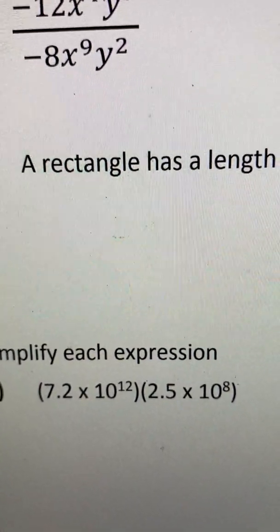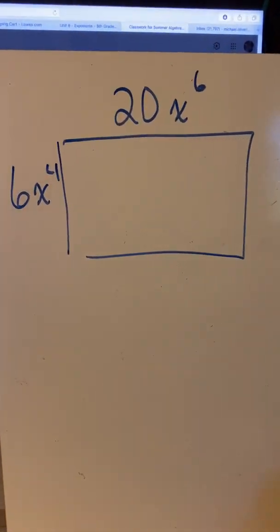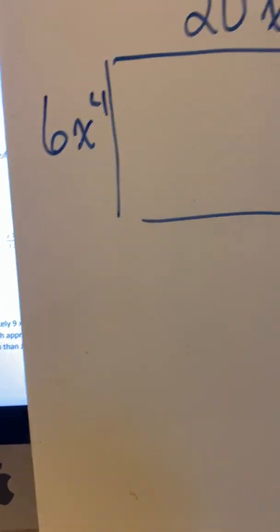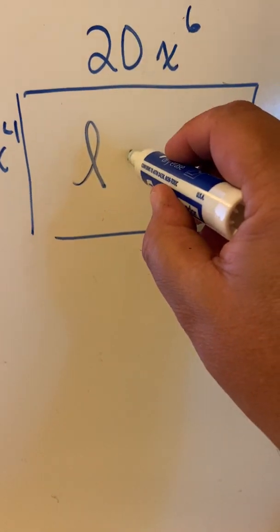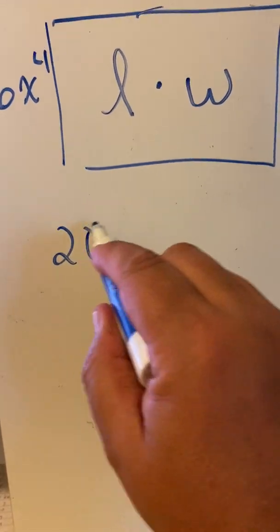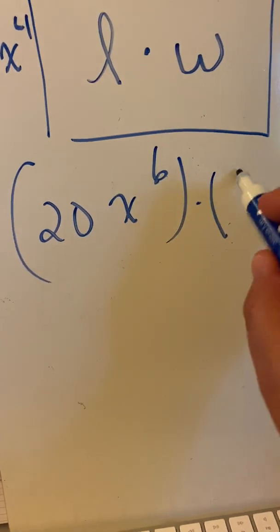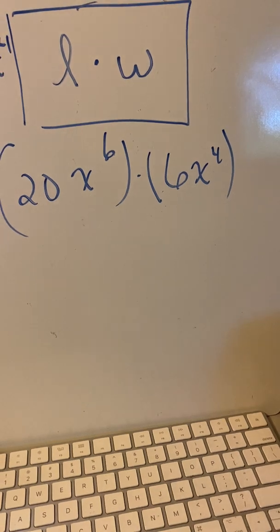It's a rectangle. So draw a rectangle that has a length of 20x to the 6th and a width of 6x to the 4th. Then it tells you to find the area. How do you find the area of a rectangle? Length times width. Length, 20x to the 6th, times 6x to the 4th. You're going to multiply these two expressions. It's only a multiplication problem.